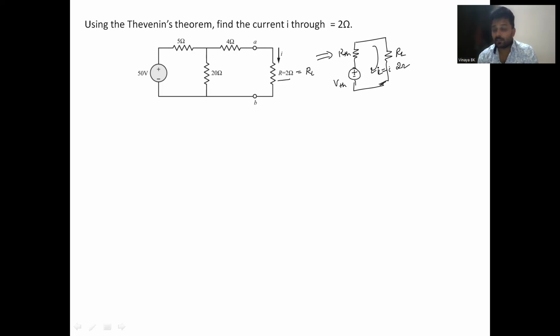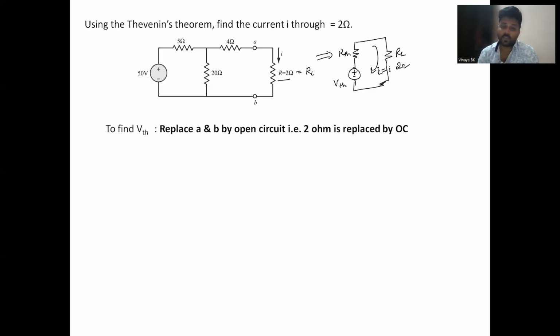ಇಲ್ಲಾಂದ್ರೆ they will ask you to draw only Thevenin's equivalent circuit. So ಇವಾಗ current flows to load resistor ಕೇಳಿದ್ದಾರೆ. So the first step, you need to find the value of VTH. So VTH find ಮಾಡಕ್ಕೆ ಏನ್ ಮಾಡ್ಬೇಕು? So load resistor ನ open circuit ಆಗಿ ಮಾಡ್ಕೊಂಡ್ಬಿಟ್ಟು voltage across that open circuit you need to find.